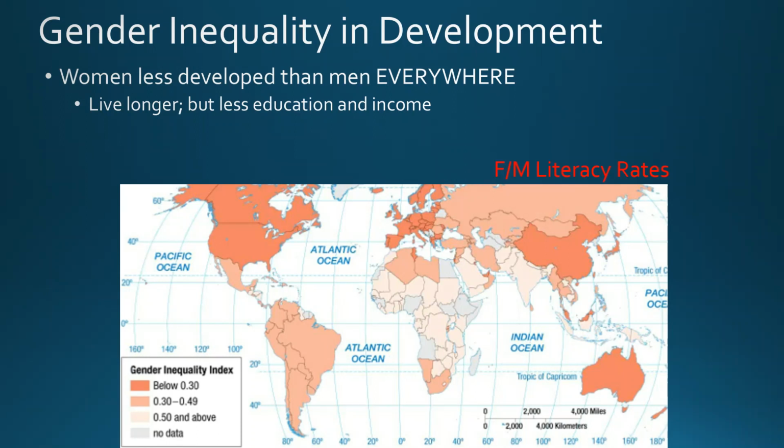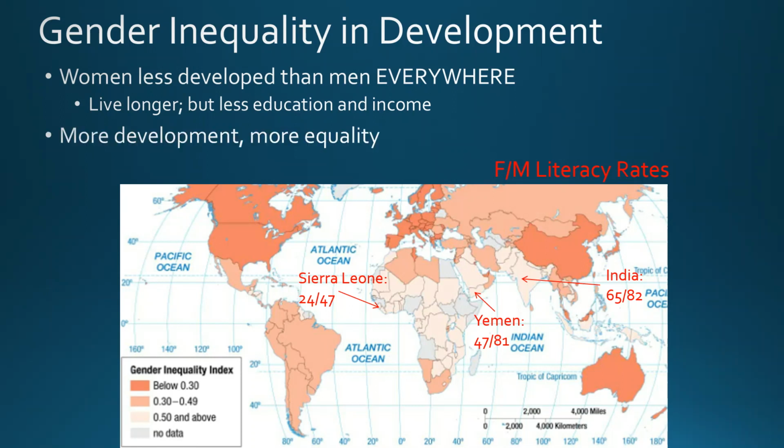So if we look at female to male literacy rates around the world, in India, 65% of women can read versus 82% of men. In Yemen, which is much poorer, you have a much higher rate of inequality among literacy rates, 47% to 81%. In Sierra Leone, overall very low literacy, but again, that stark difference between men and women. Generally speaking, the more developed countries get, the more equality you get among the sexes. The more the wage gap tends to close, the more the literacy and education gap tends to close.